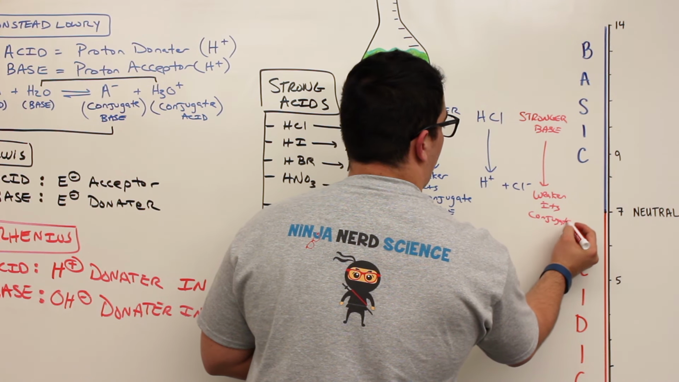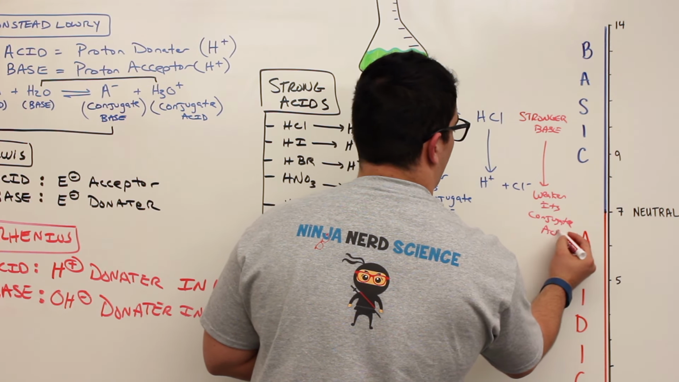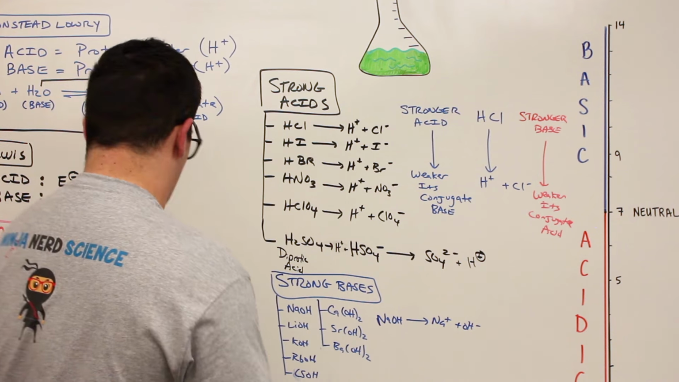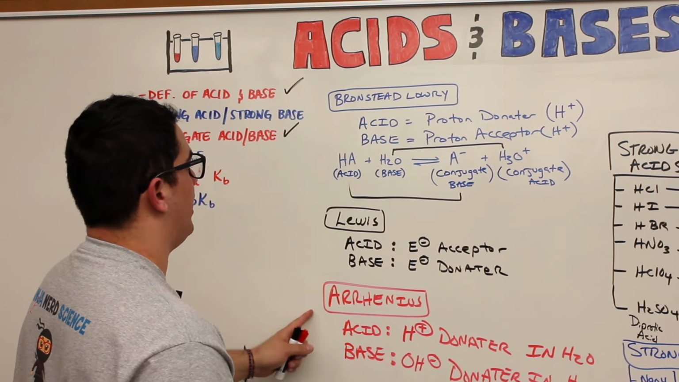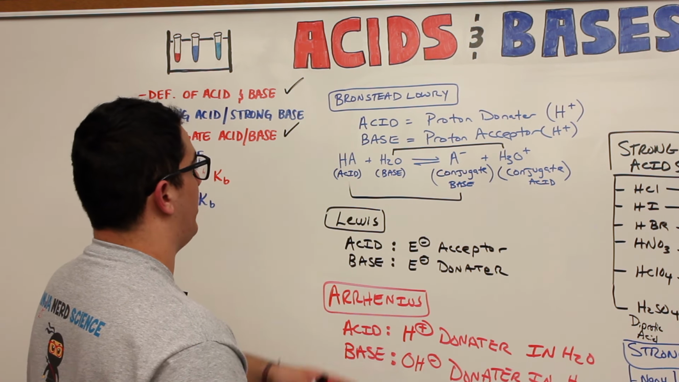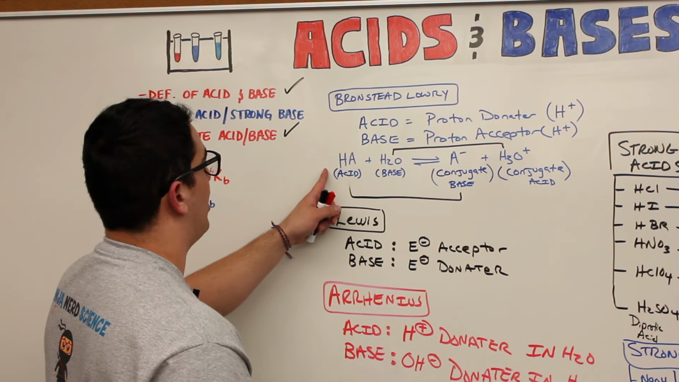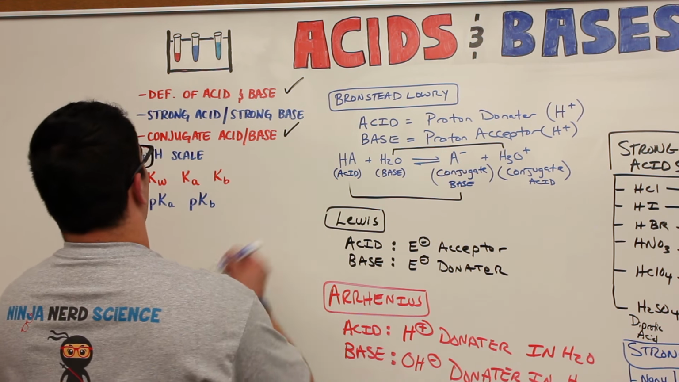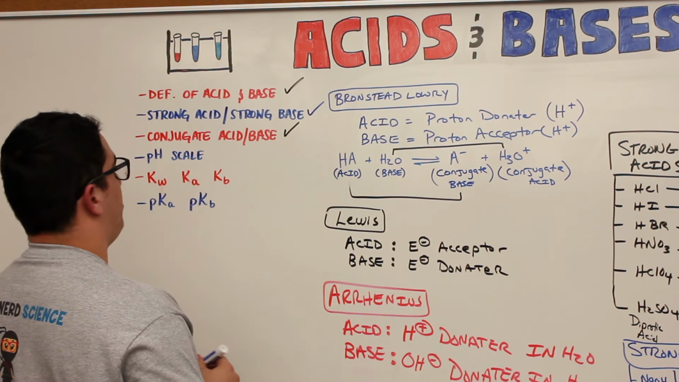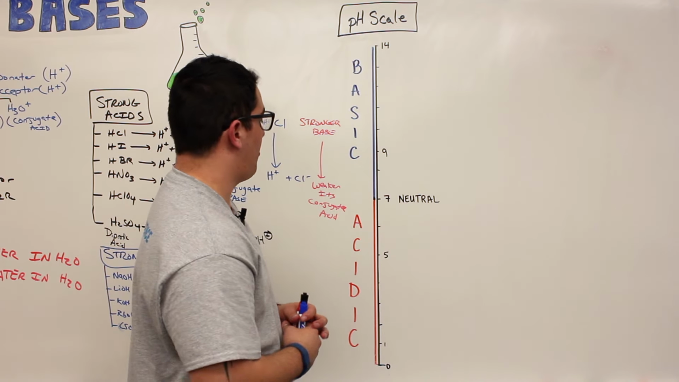Okay, so now we have that relationship taken care of. So what have we done so far? We've talked about definitions of acids and bases with Bronsted, Lewis, and Arrhenius. We talked about all the strong acids and strong bases, and we tied in the relationship with conjugate acids, conjugate bases, and the relationship of strength. All right, let's get over here to the pH scale. So let's go ahead and talk about the pH scale.